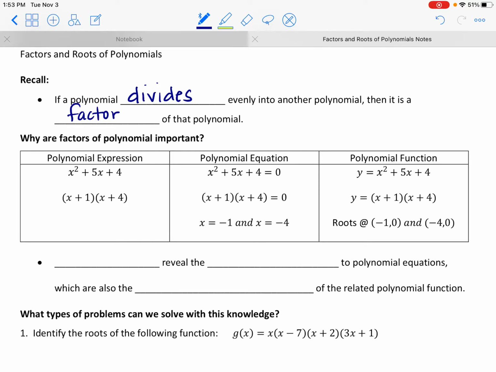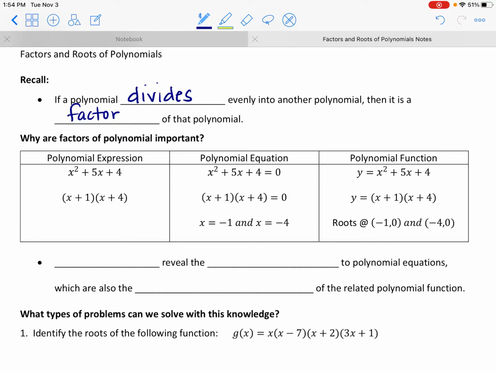And why are factors important? We've talked about this previously in our quadratic module, but just to reinforce, if we had a polynomial expression like x squared plus 5x plus 4, if we were to factor that using bottoms up, we end up factoring into x plus 1, x plus 4. But when it's in an expression format, factoring is just a way to rewrite that expression, but it doesn't really do much for us. The expression in either format is what it is.